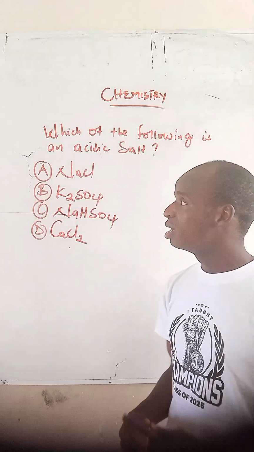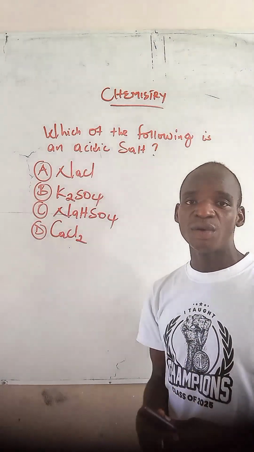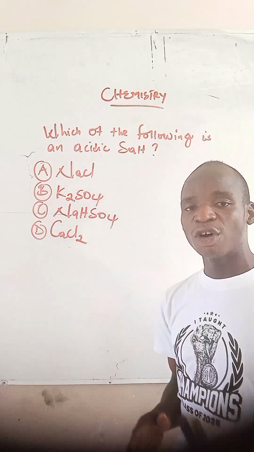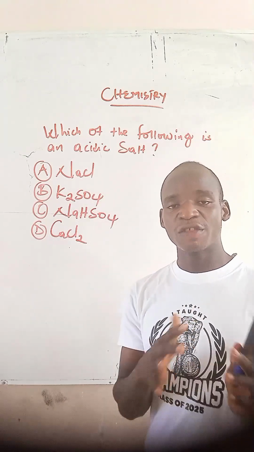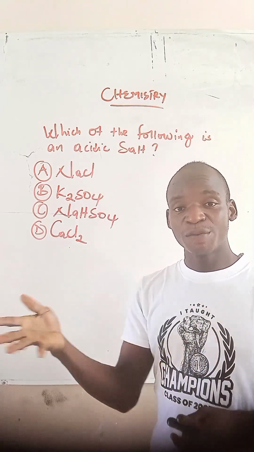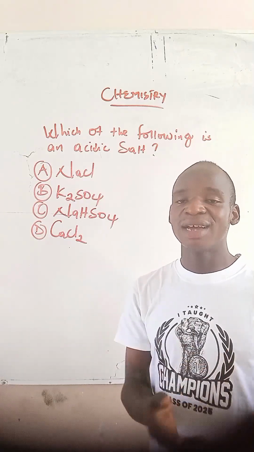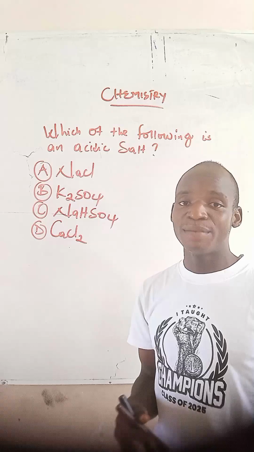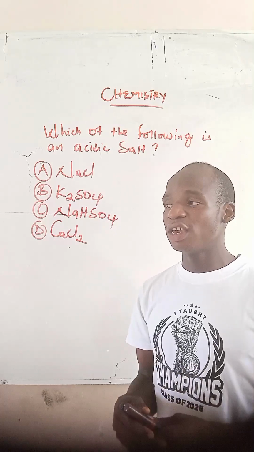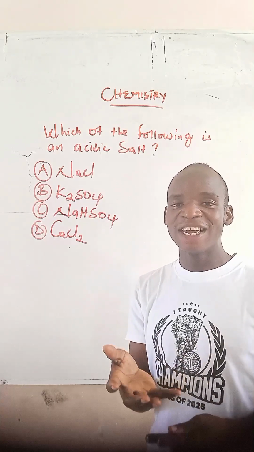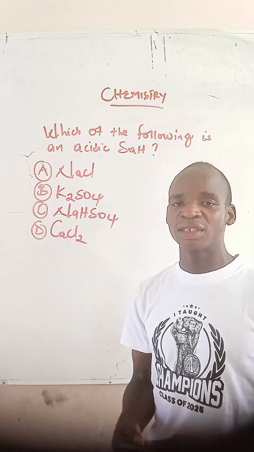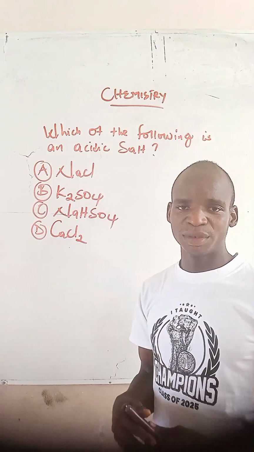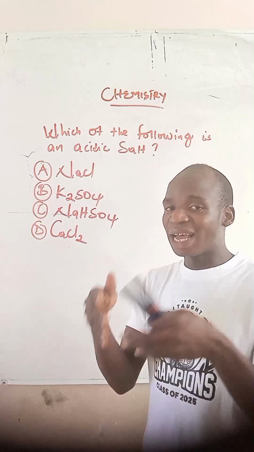Are you following? Now, for us to answer this question well, we will need to know what acidic salts are. Okay, so an acidic salt is simply any salt that is formed when the replaceable hydrogen ions in an acid are partially replaced by what? By metallic elements or ions, okay? In this very case, the replacement is partial, it's not complete. We still have hydrogens in the salt that is formed. And of course, that makes the salt an acidic salt.